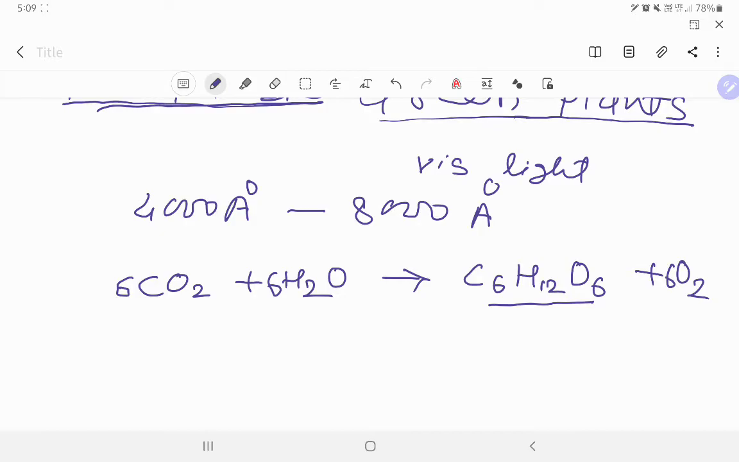Green plants take CO2, combine it with water, and form glucose. But is it possible without light? It is not possible without light. This reaction takes place only in the presence of visible light. But this visible light is neither absorbed by CO2 nor by water. Both are unable to absorb these radiations. Now, what is the photosensitizer? Yes, chlorophyll.